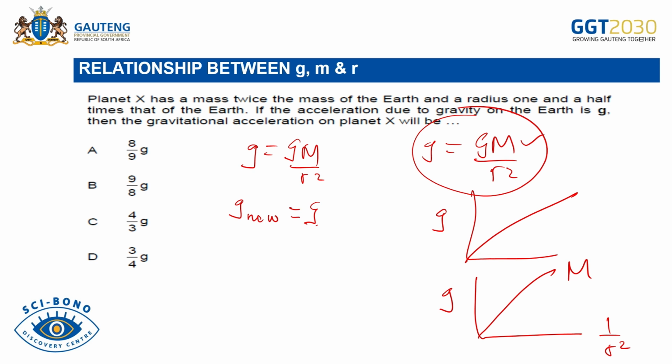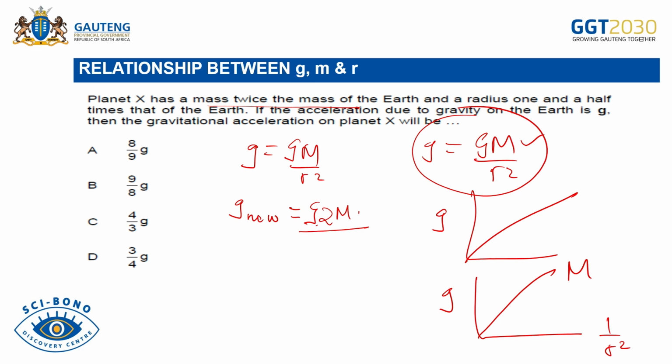Then we are told that the mass of planet X is twice the mass of the Earth. So this is the mass of the Earth, and it's going to be twice the mass of the Earth. That is the mass of planet X. And remember, when it comes to this equation, M is the mass of the planet, and R is the radius of that planet.